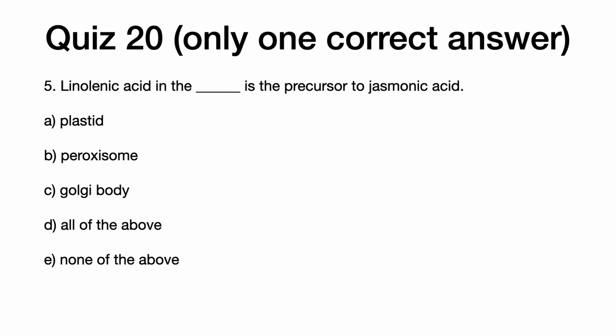5. Linolenic acid in the blank is the precursor to jasmonic acid. A. Plastid, B. Peroxisome, C. Golgi body, D. All of the above, E. None of the above.